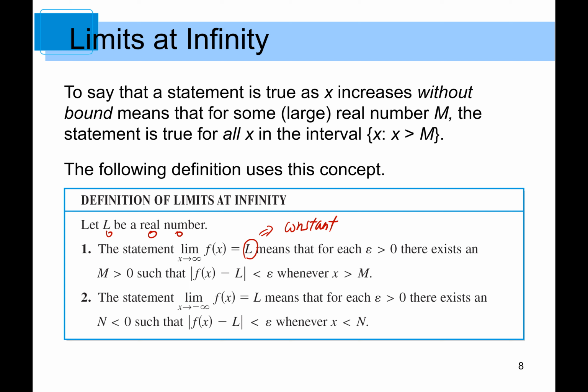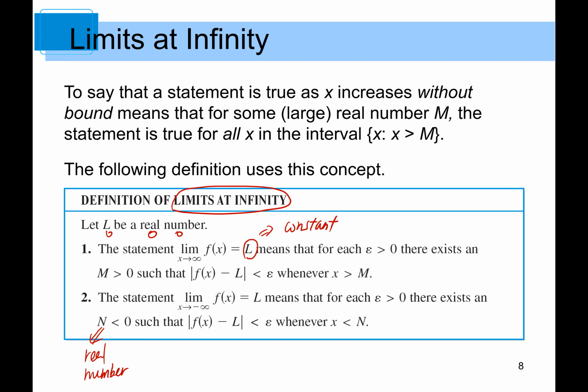And the statement limit when x approaches negative infinity of f of x equals L means that for each epsilon greater than 0, there exists a real number M less than 0, such that the absolute value of f of x minus L is less than epsilon when x is less than capital letter M. So this is actually the definition of limits at infinity.